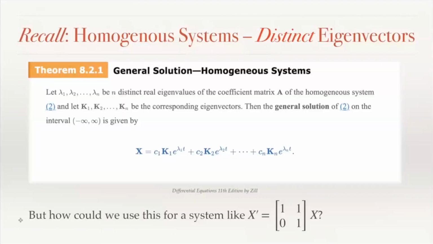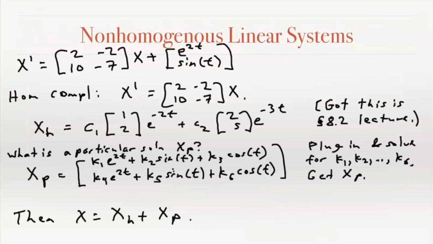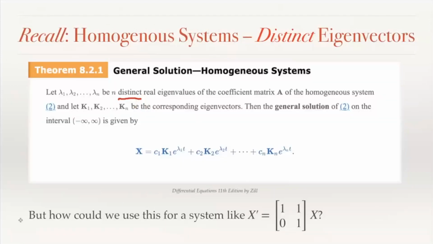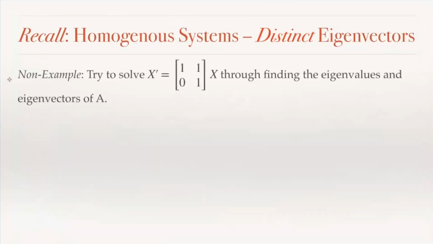So we know how to solve homogeneous systems of differential equations if they have distinct eigenvalues. And given a good amount of algebra to solve for unknown coefficients, we could definitely solve non-homogeneous systems as well. But what about when an n by n matrix does not have n distinct real eigenvalues? Then what do we do? For example, consider this matrix equation. Let's see what happens if we try to find the general solution through finding the eigenvalues and eigenvectors of this matrix.